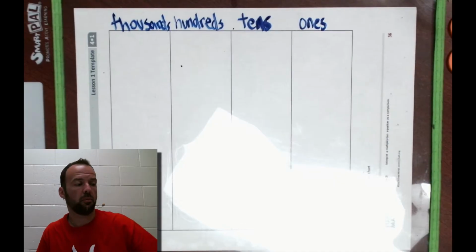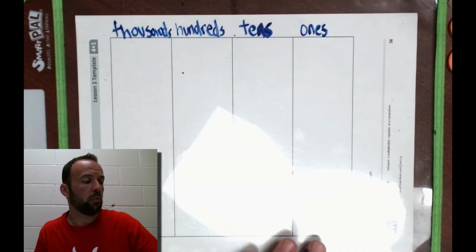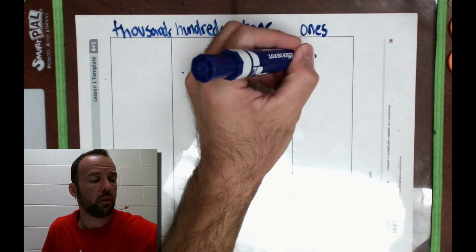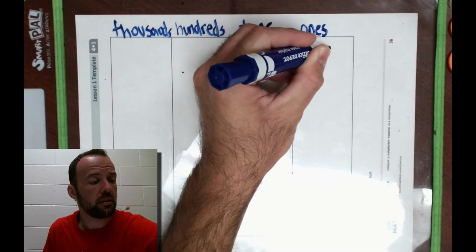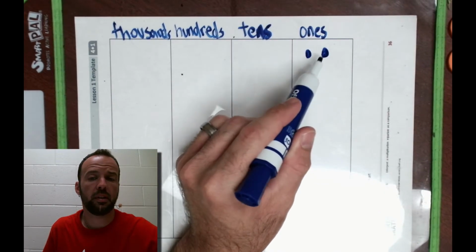Sorry, I know we're kind of off camera a little bit here, but you're getting the picture. So, I have my ones, tens, hundreds, and thousands. I'm going to start here, and I would encourage you to follow along with me. I'm going to put 2 ones here in this column, just representing them with dots. So in my ones column, I have 2 ones.